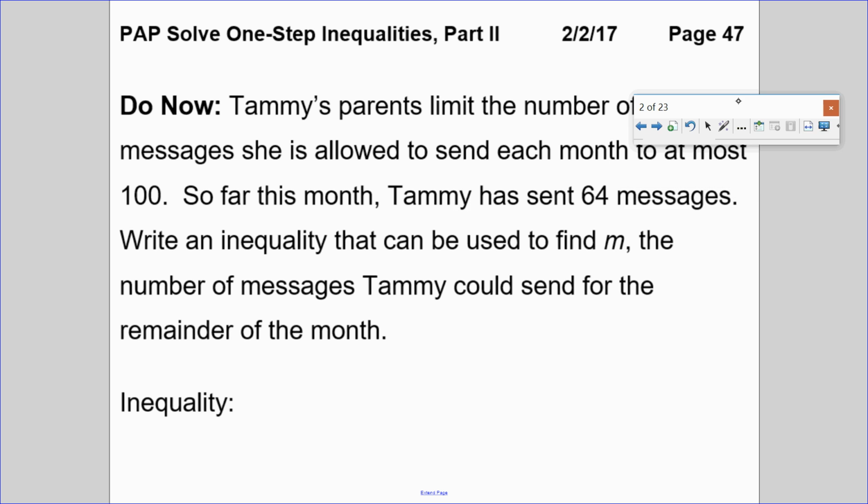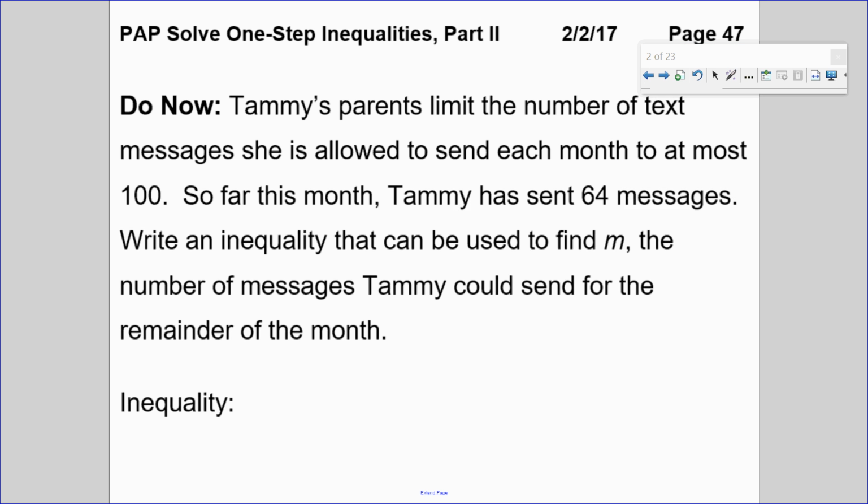So let's look at our do now. Tammy's parents limit the number of text messages she is allowed to send each month to at most 100. So she's only allowed to send 100 text messages, the most she can send, at most. So far this month, Tammy has sent 64 messages. Write an inequality that can be used to find m, the number of messages Tammy could send for the remainder of the month. So let's think.